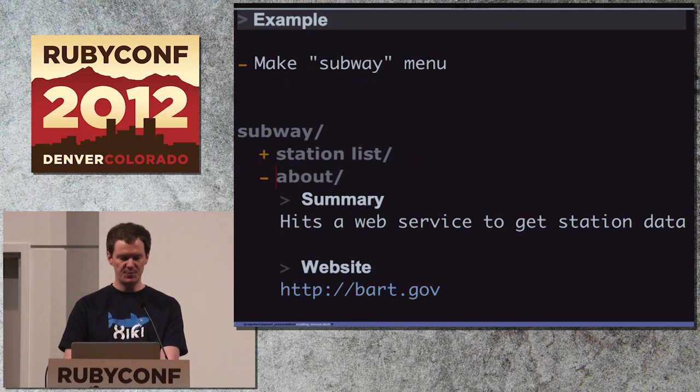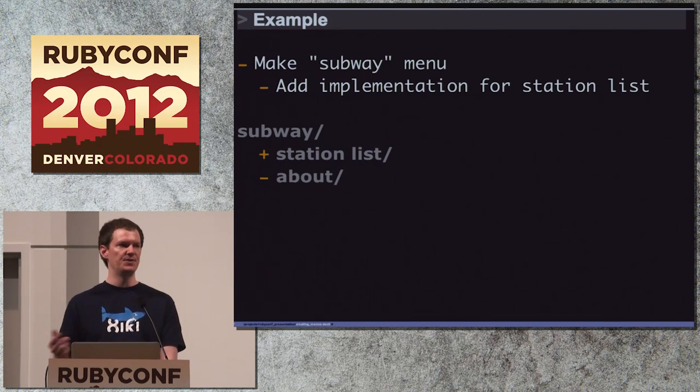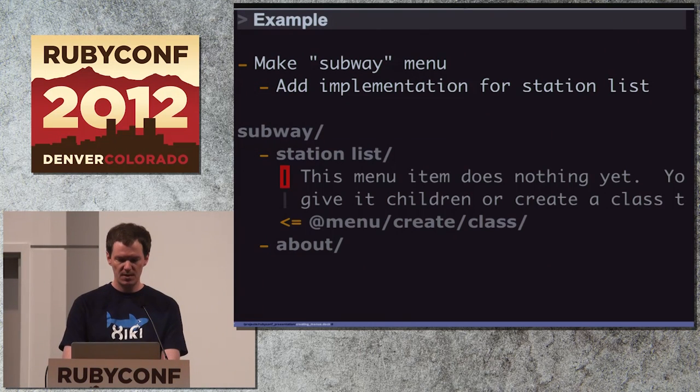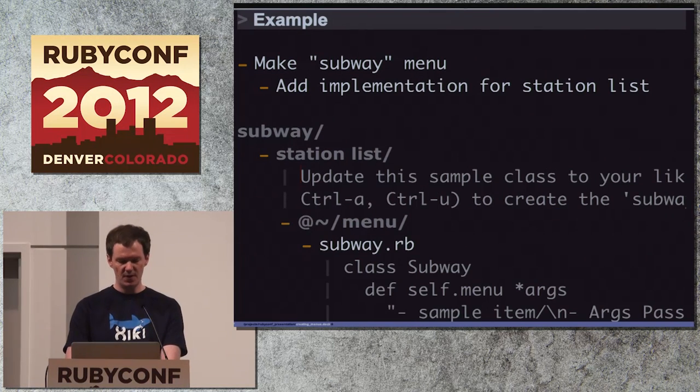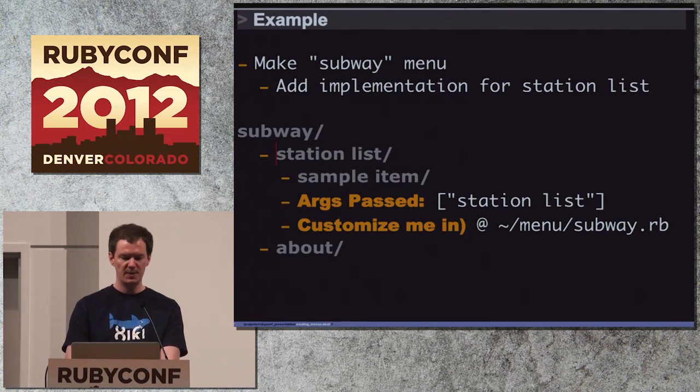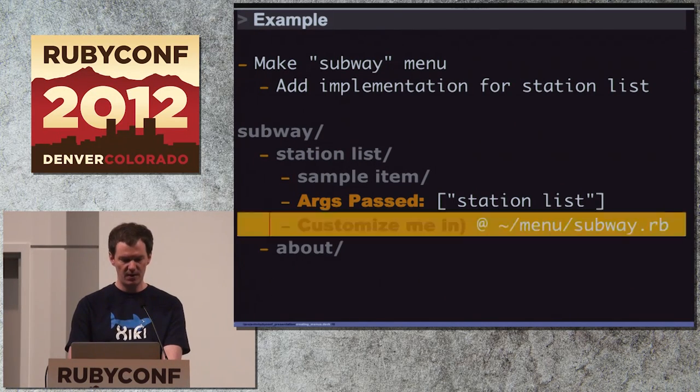And then the station list menu, if we want to add an implementation, what's an obvious thing to try there? Let's just try to double click on it and see what happens. It tells us the menu does nothing yet and gives us an option to create a class. And if we double click on that, it gives us a default implementation and tells us to type a keyboard shortcut. And now the menu runs some Ruby code. And we could go use a gem to make a web service call to get an actual station list, and we can jump back and edit the file.